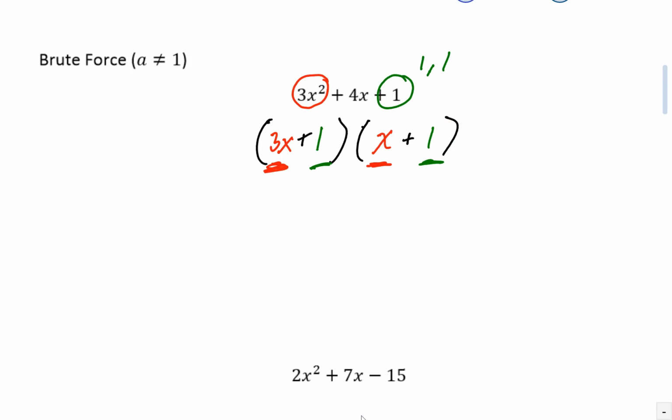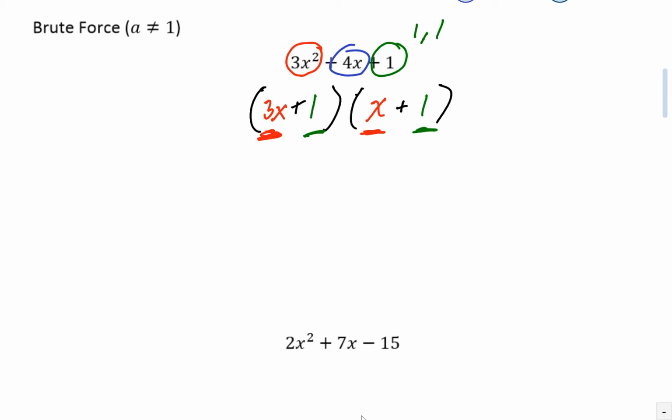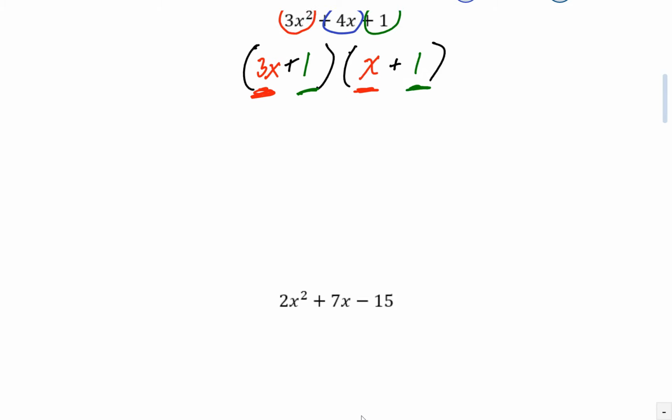First, 3x times x, 3x squared. Outside, 3x times 1, 3x. Inside, 1 times x, 1x. Add those together to get the 4x that we need. And then 1 times 1 is 1 for the last. All right, so again, brute force, guess and check. We're just trying all possibilities.